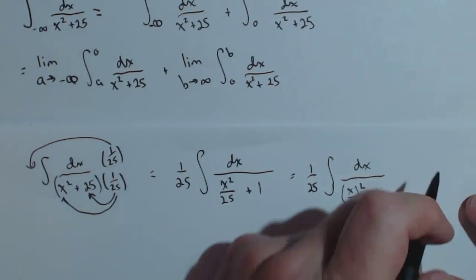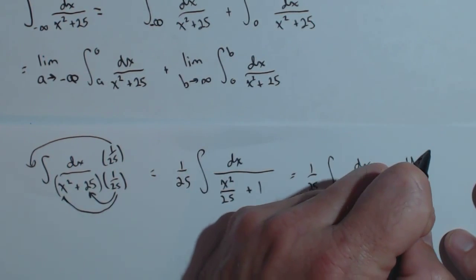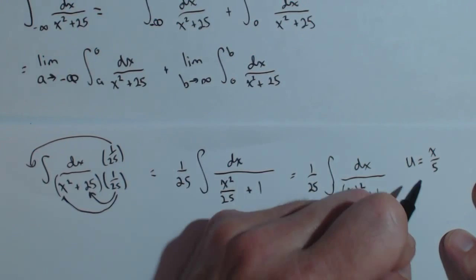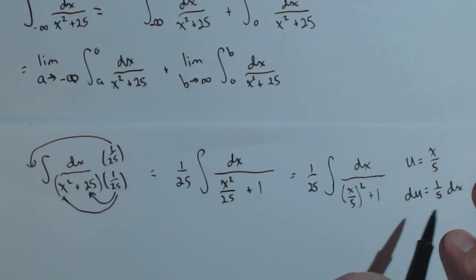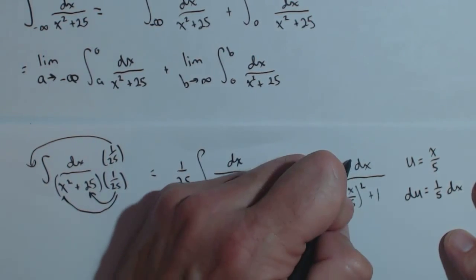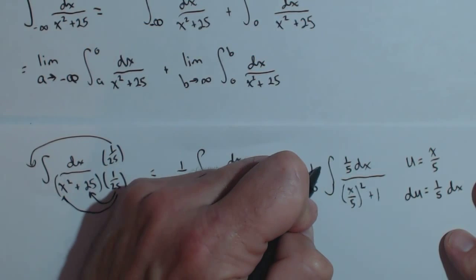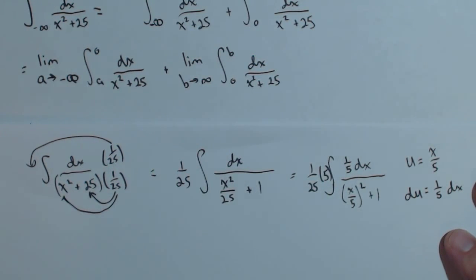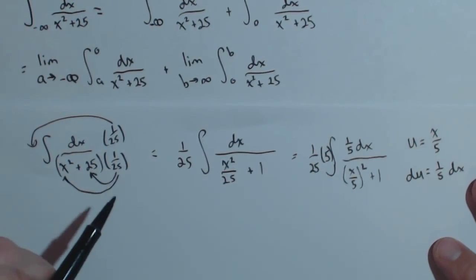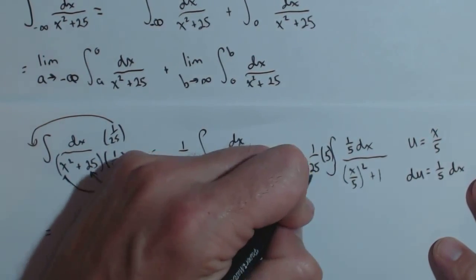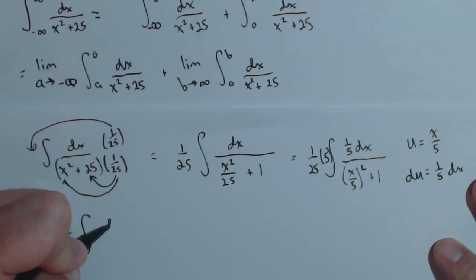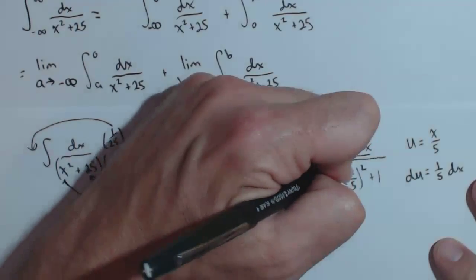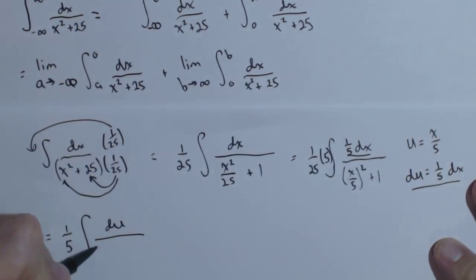And there's our u substitution. u is going to equal x over 5. Therefore, du is 1/5 dx. Well, that of course means I need a 1/5 here, so I need to multiply by a 5 out here. Alright, so this is going to simplify. 5 over 25 is 1/5. The 1/5 dx is exactly du. This part here is exactly du. And this becomes u squared plus 1.